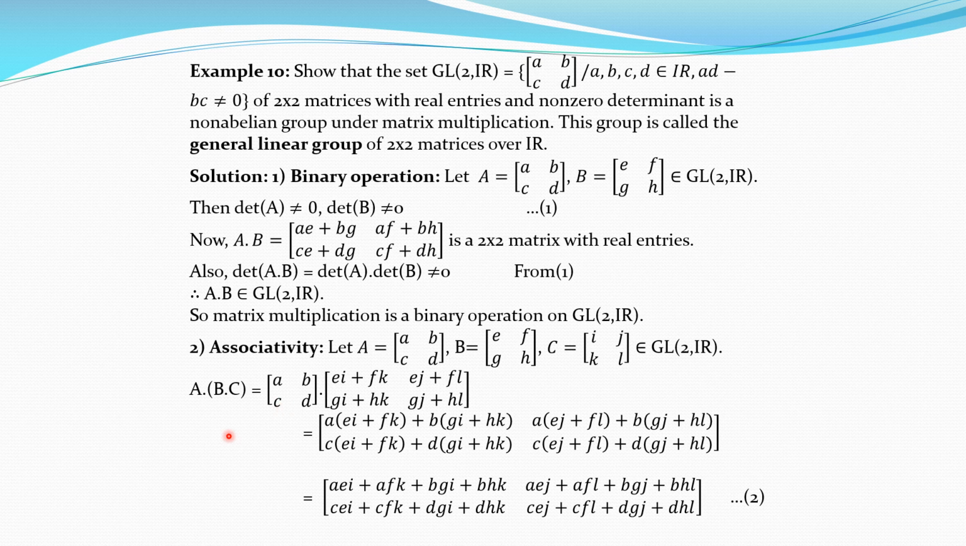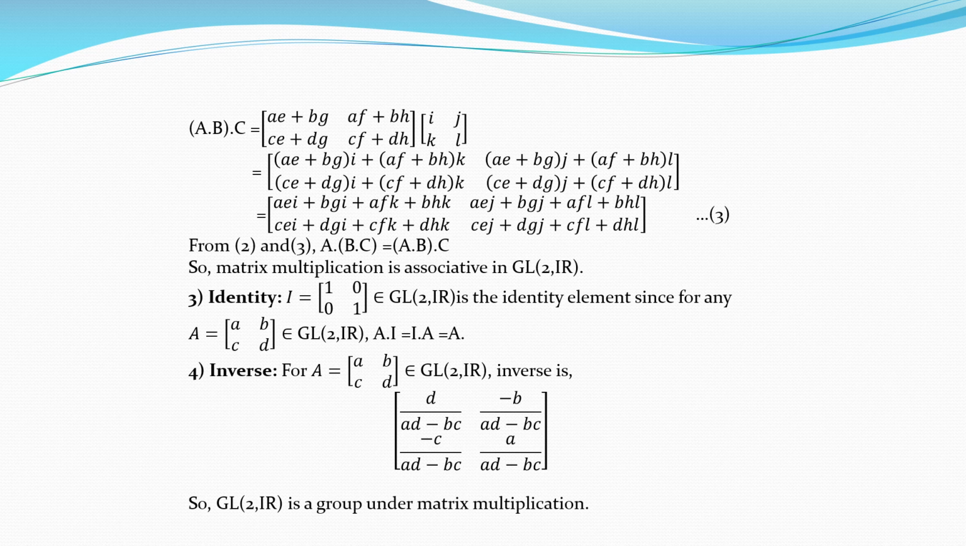Now do this multiplication. By multiplication of matrices we get this matrix. Now, using the distributive property of multiplication over addition, we get this matrix. We consider this as equation number 2. Now we find the other side separately as AB multiplied by C, following the same procedure. Now see this matrix and the previous matrix. Comparing these two matrices, we get A into BC is equal to AB into C. So matrix multiplication is associative in GL2R.